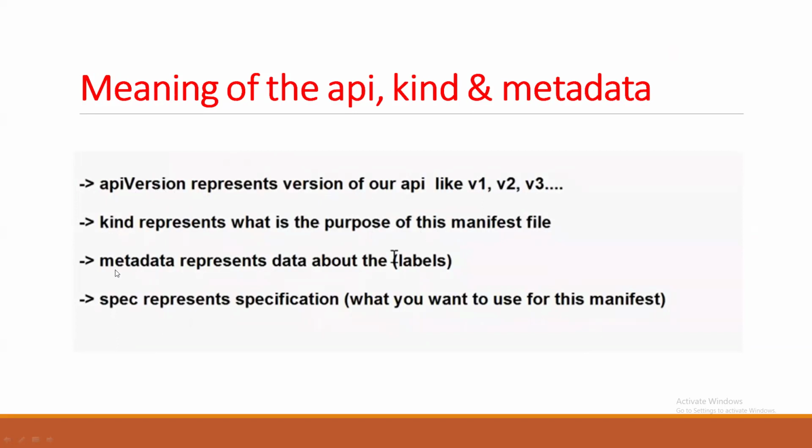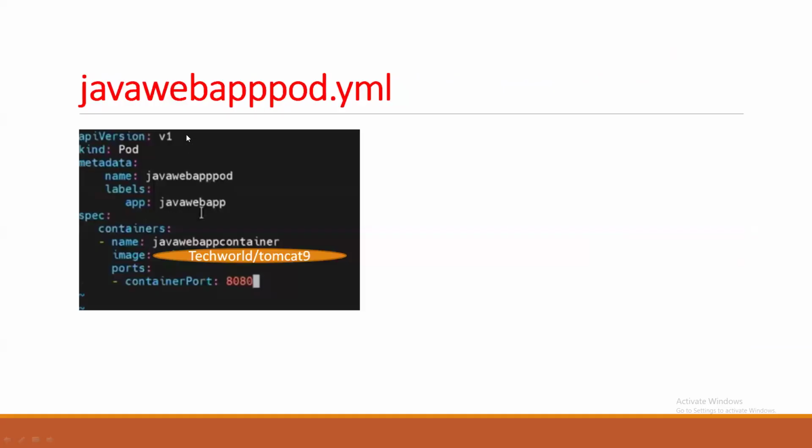You can use it, guys. Metadata represents the data about the data, like labels. Spec represents the specification, what you want to use for this manifest, like a container, or whatever it may be. So for example, javawebapp.yaml: API version V1, kind Pod. So what are we trying to create? We're trying to create a pod.